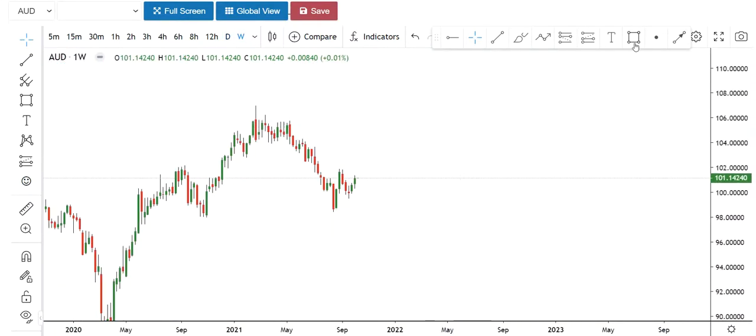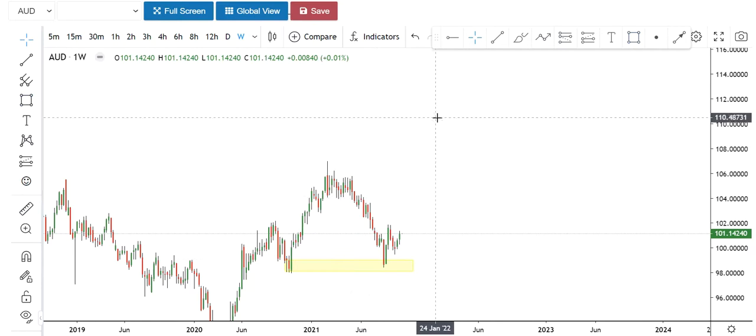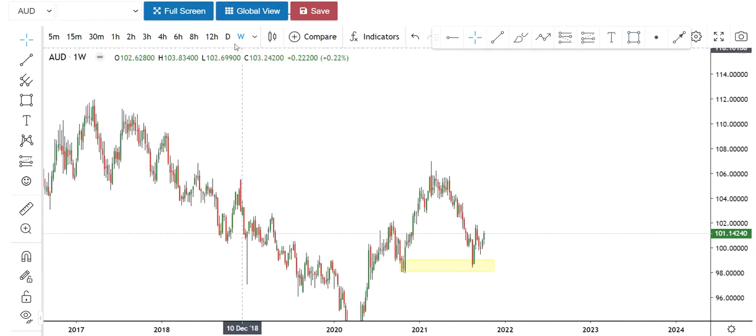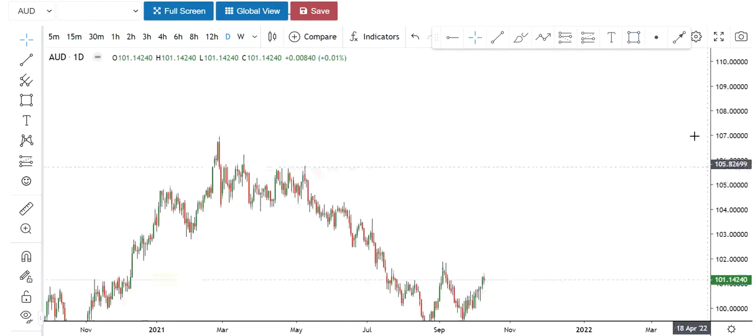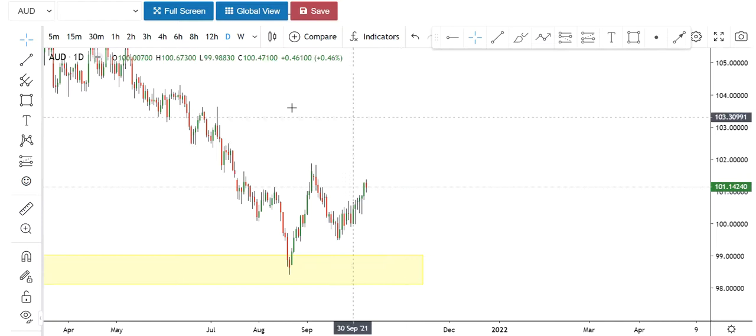Now on the weekly time frame, we can see that the Australian dollar just came into a demand zone. So what do we expect? We expect that price will move to the upside. Now on the daily, what can we see? Now we can see that there's a break in market structure already. So we're expecting price to continue to move to the upside.